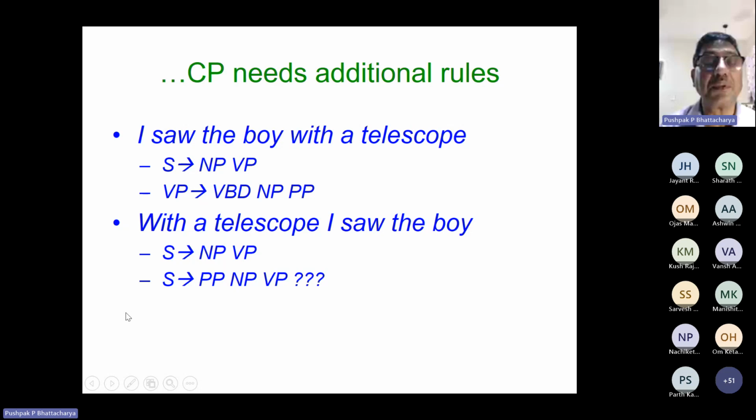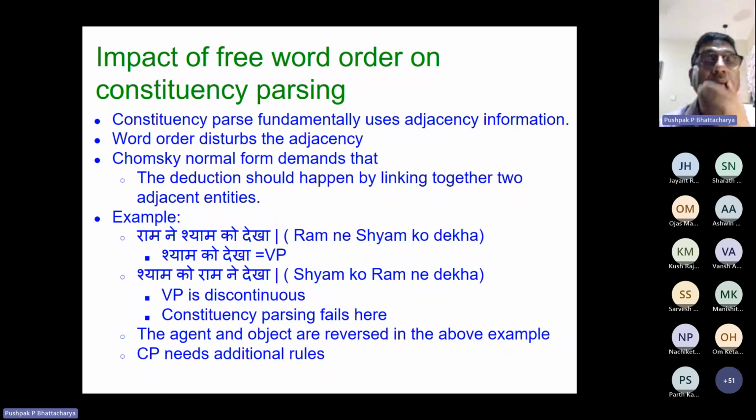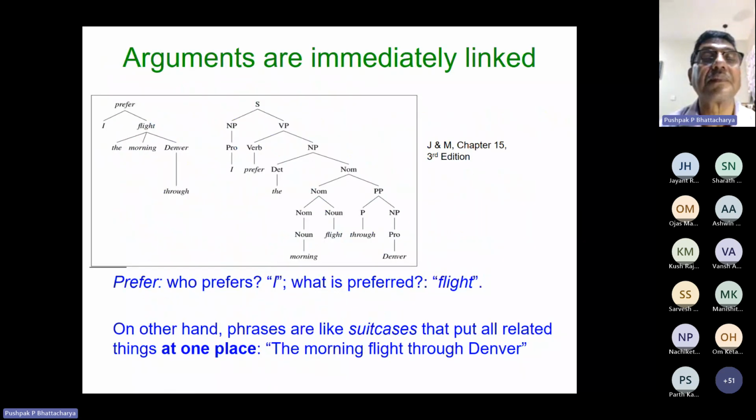So I'd like you to think about whether this rule, S goes to PP and NP VP, can give rise to ungrammatical constructs. Okay. So this discussion we had, Ram ne Sham ko dekha, Sham ko Ram ne dekha. Now we have a break in the constituency. Sham ko dekha is the verb phrase, but between Sham ko and dekha, Ram ne has come. That breaks the adjacency of the constituent.